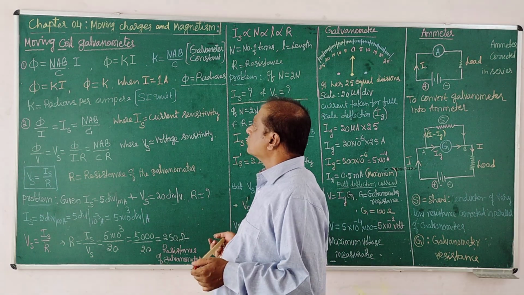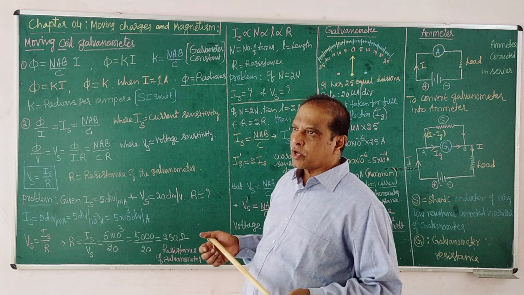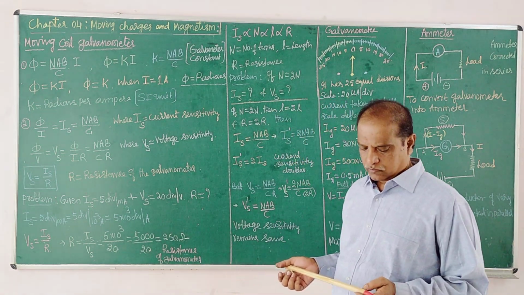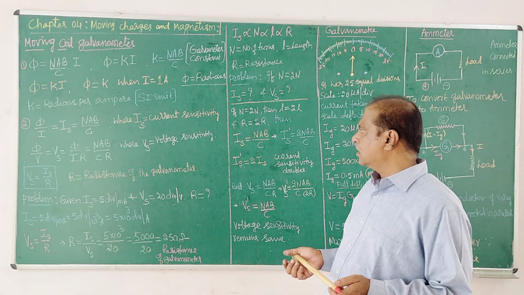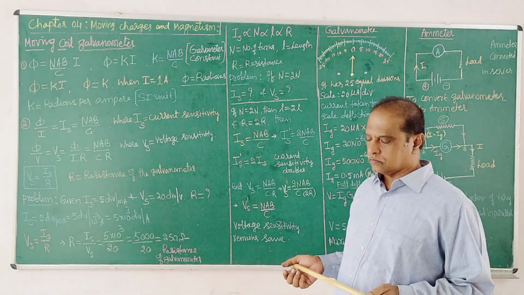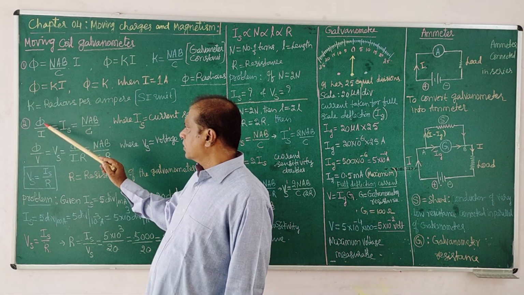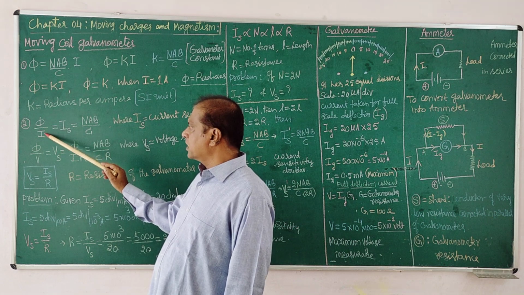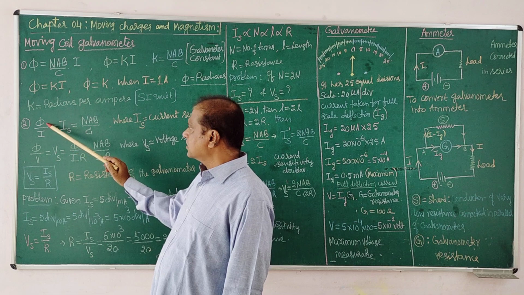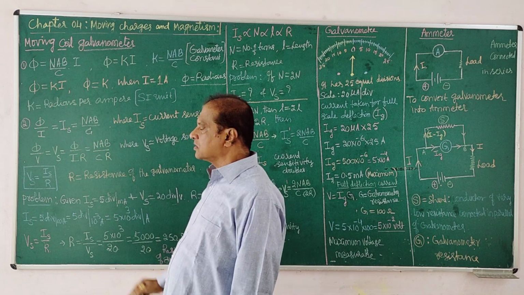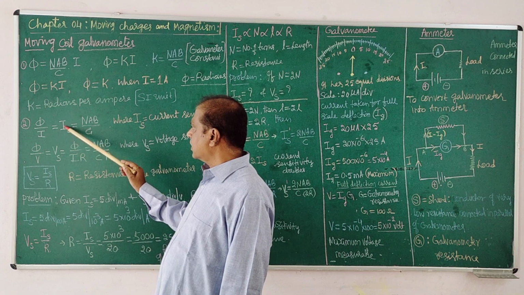And this galvanometer has two properties of sensitivity. One is the current sensitivity and the other is voltage sensitivity. The definition for current sensitivity: recall that phi divided by I, the ratio, is called the current sensitivity. What is the deflection by this current? That is the current sensitivity of the device. We can symbolize it as Is, current sensitivity.